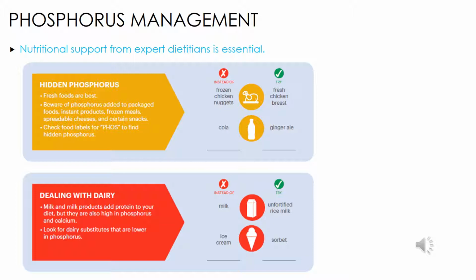Almost all foods have some phosphorus, but it's important to avoid foods that are known for high phosphorus levels. So the additives in packages and processed foods and beverages that add flavor and preservatives are probably the worst for you. It's better to have fresh food. Milk is high in phosphorus, so we usually limit milk to about a half a cup a day, and we prefer the unfortified or almond or rice type milks.